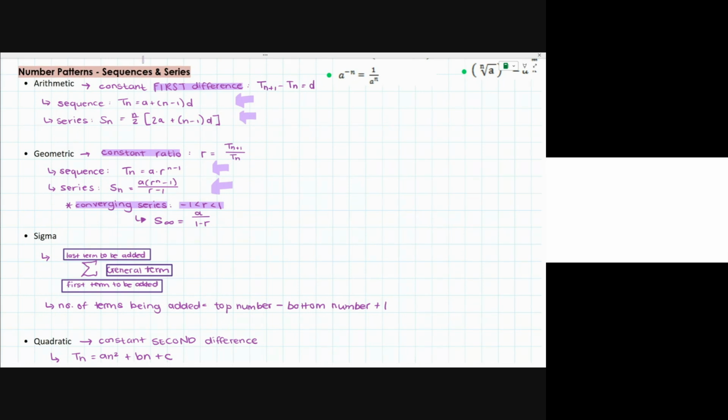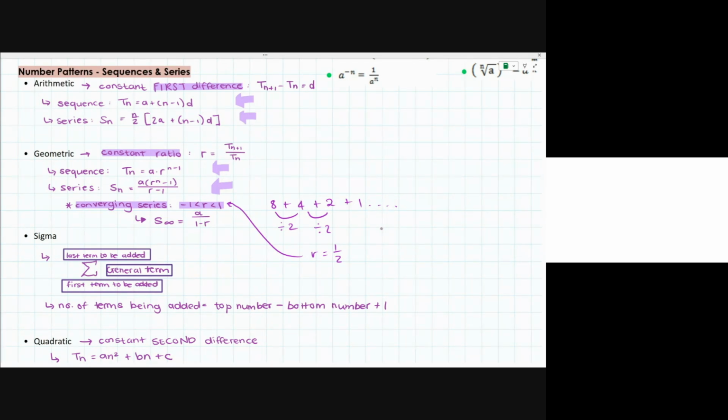So for example, if we had the series 8 plus 4 plus 2 plus 1, etc., each time we are dividing by 2. So that means our R value is a half, which fits into this restriction over here. But what you can see is that we're making these values smaller and smaller. So it'll be a half, a quarter, an eighth, 16th, etc. We are adding smaller and smaller increments as we go along.